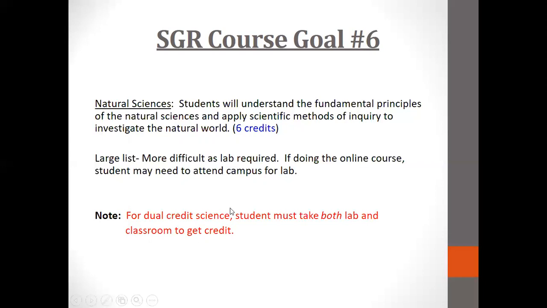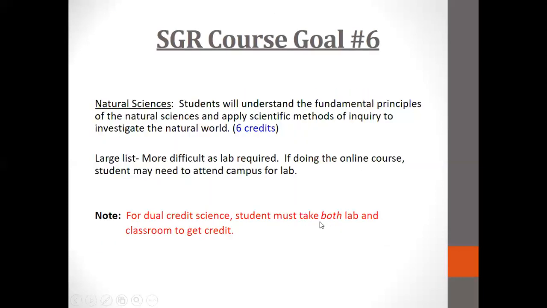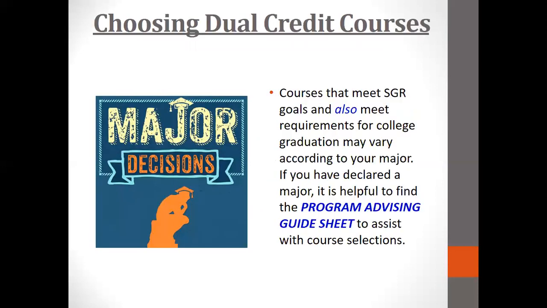Note that if you're going to take a science credit for dual credit, you have to take both the lab and the classroom class to get credit. I will talk to you about how to do that if you're going to be doing a science class. It's not hard. It's just a technicality that they need to have you do. So choosing dual credit courses that meet the South Dakota SGRs, the goals 1 through 6, and also meet requirements for college graduation may vary according to your major. If you have declared a major, it is helpful to find the program advising guide sheet to assist you with course selections.